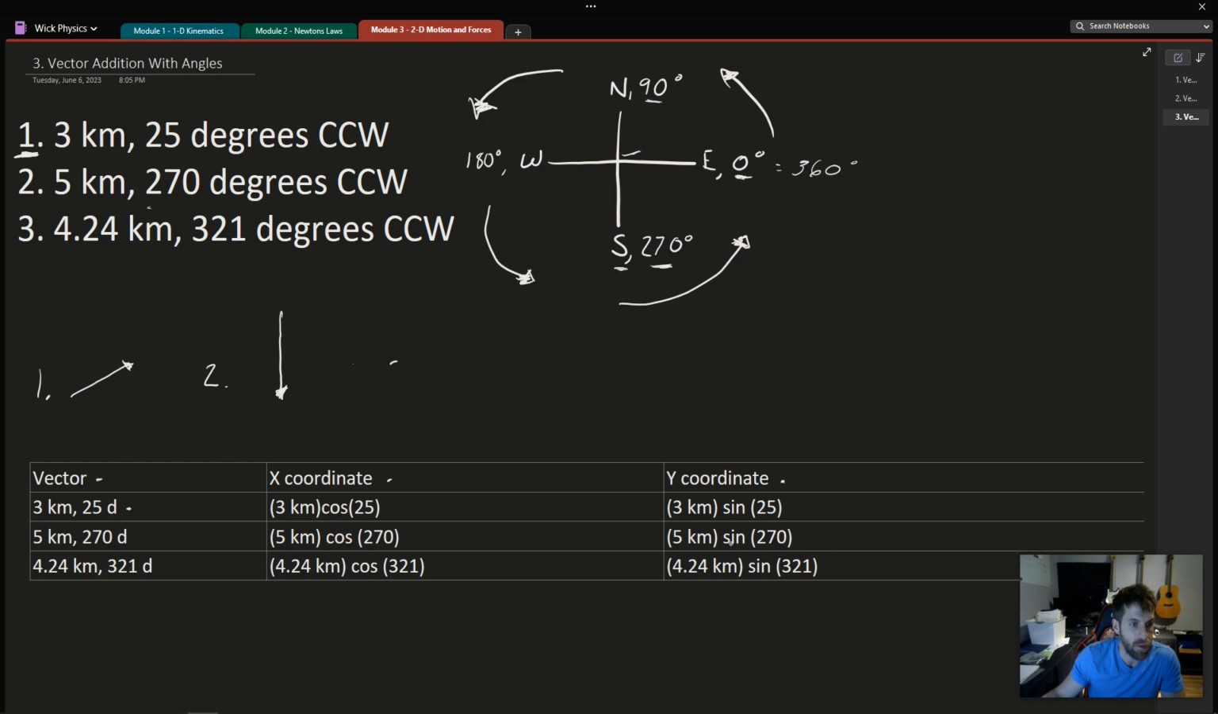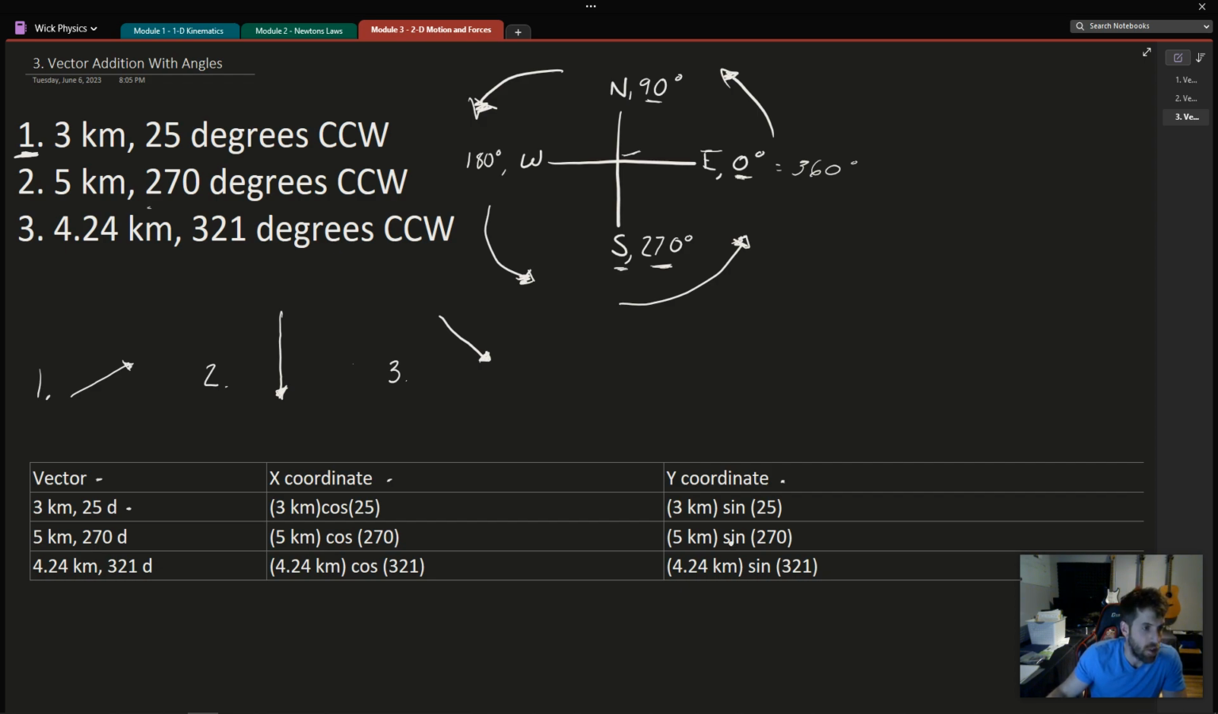And number 3, we have 4.24 kilometers, 321 degrees counterclockwise. So we have 270 degrees and 360 or 0 degrees on the eastern bound angle, and so it's going to be somewhere between there. I'm going to say that it is a little in the middle. So I'm going to do a line that's a little smaller than 2, but to the angle like that.